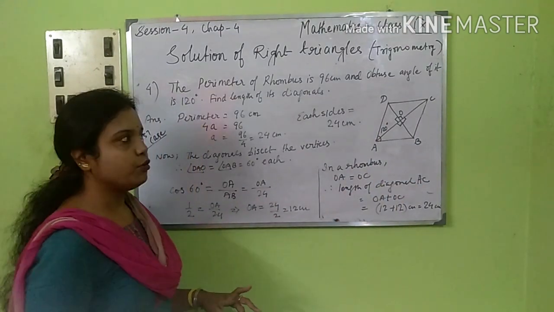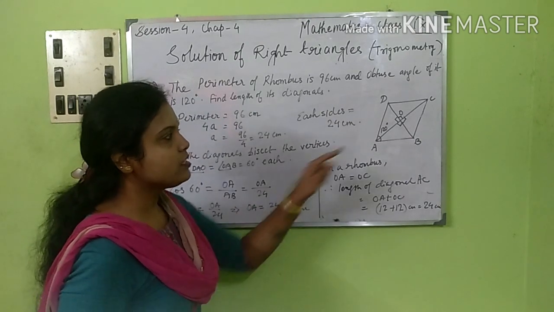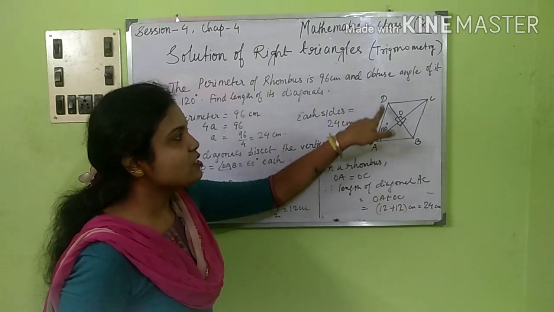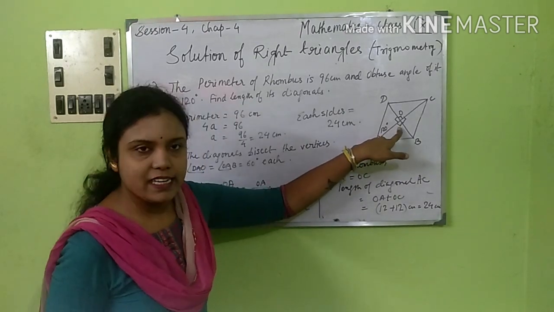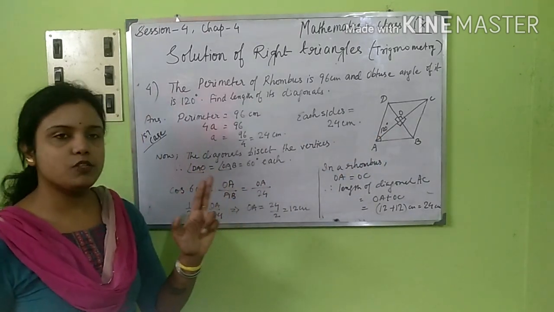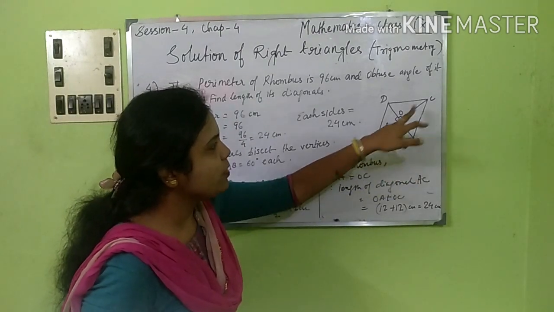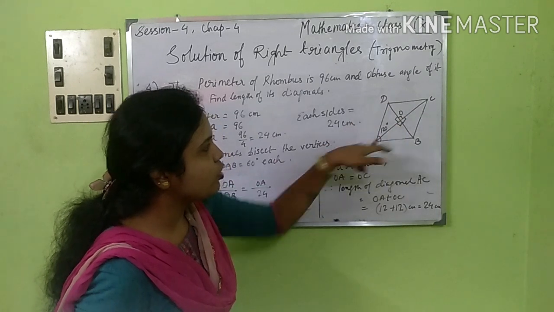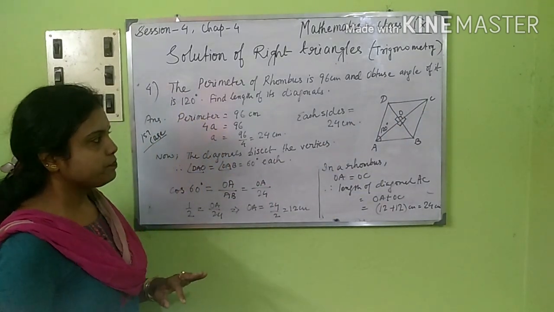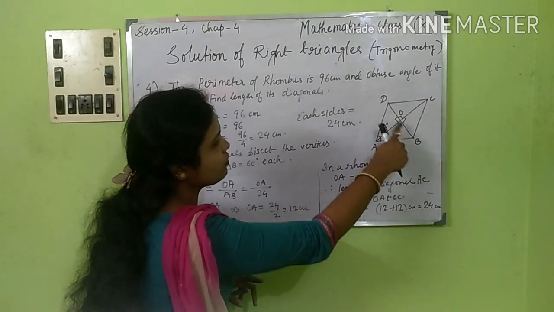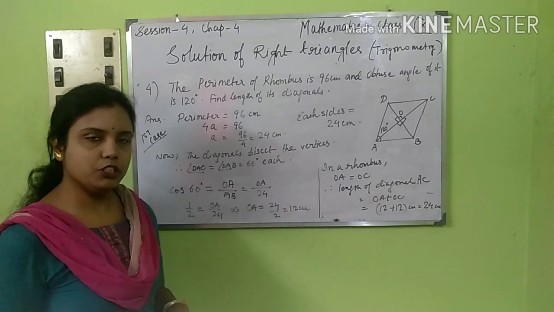And as you know, all the sides of a rhombus are equal, and one more point: the angles at the vertices are not the same, but where the diagonals meet they form 90 degrees. That means AOB equal to BOC equal to COD equal to DOA, all are 90 degree angles. So we can consider each of these sectors as one right angle triangle.